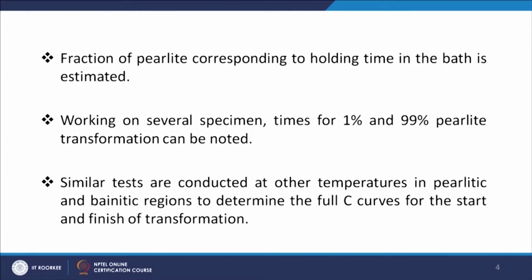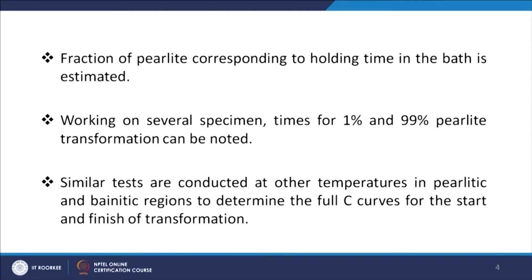This way, at any particular temperature, you can see at what time the transformation has started, which will be the 1% line, and at what time the transformation has completed. You normally give 1% as well as 99% pearlitic transformation. That is noted, and this is done at all the different temperatures, and accordingly you will have a series of points, and then you join these lines. Similar tests are conducted at other temperatures in the pearlitic and bainitic region to determine the full C curve for the start and finish of the transformation.